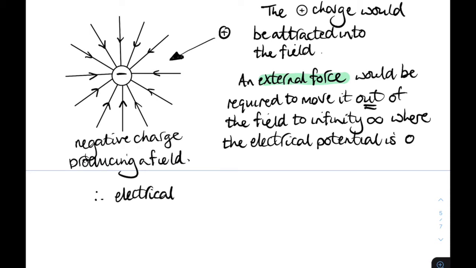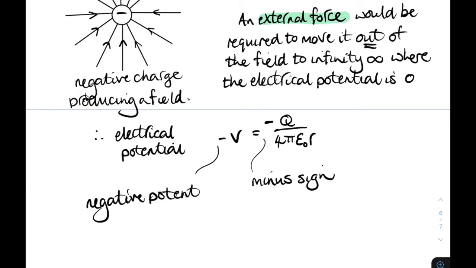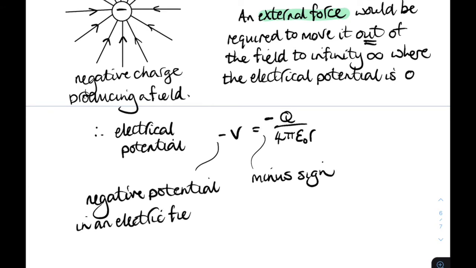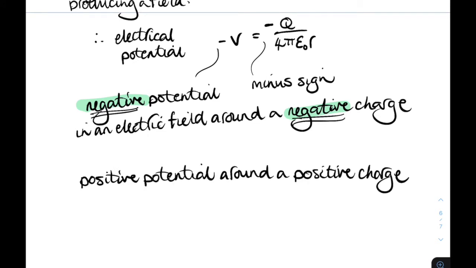So in this case, the electrical potential would be equal to, it's still Q over 4 pi E naught R, where Q is the size of the central charge and R is the distance that you are from that charge, but it will be a negative potential because you have to do work to move it out of the field, not into the field. So there is a minus sign, a negative potential at a location in an electric field around a negative charge, and there will be a positive potential at any location around a positive charge.